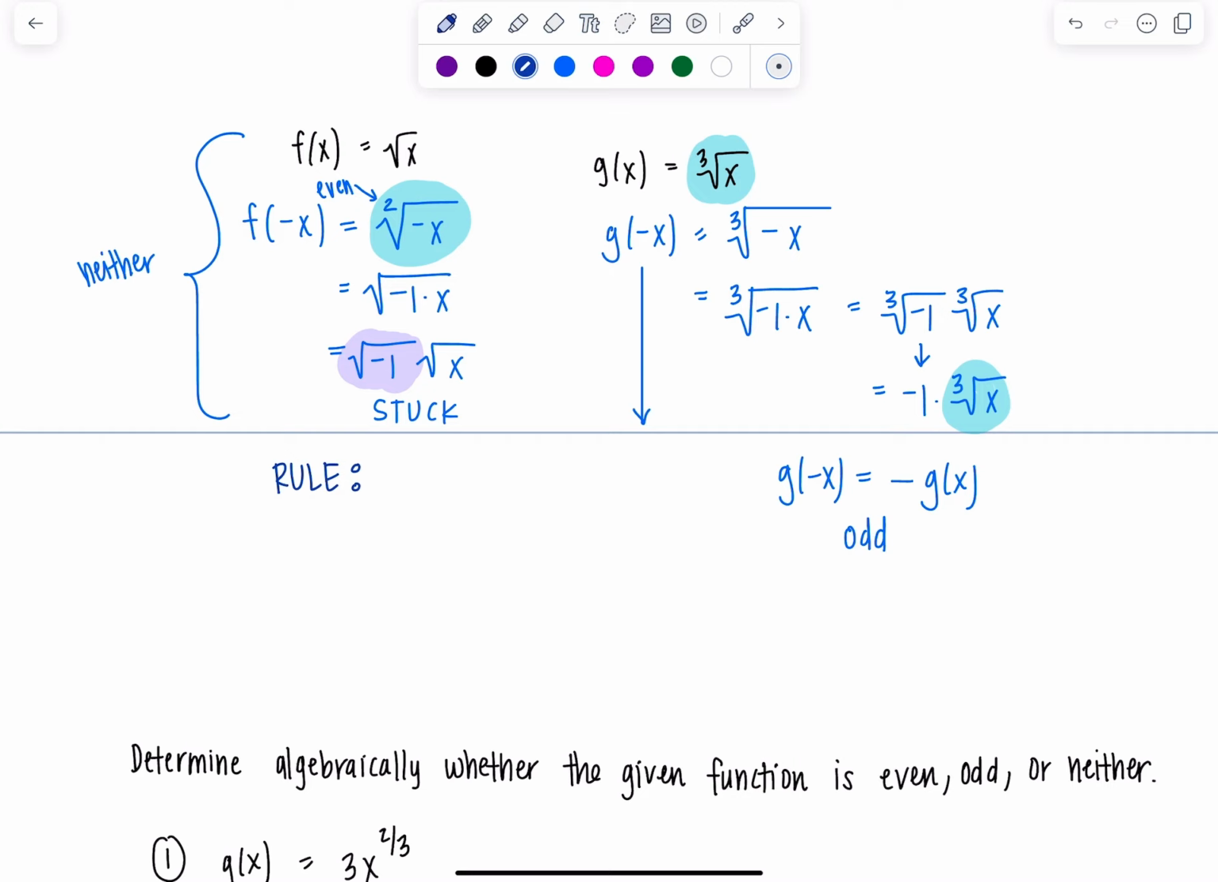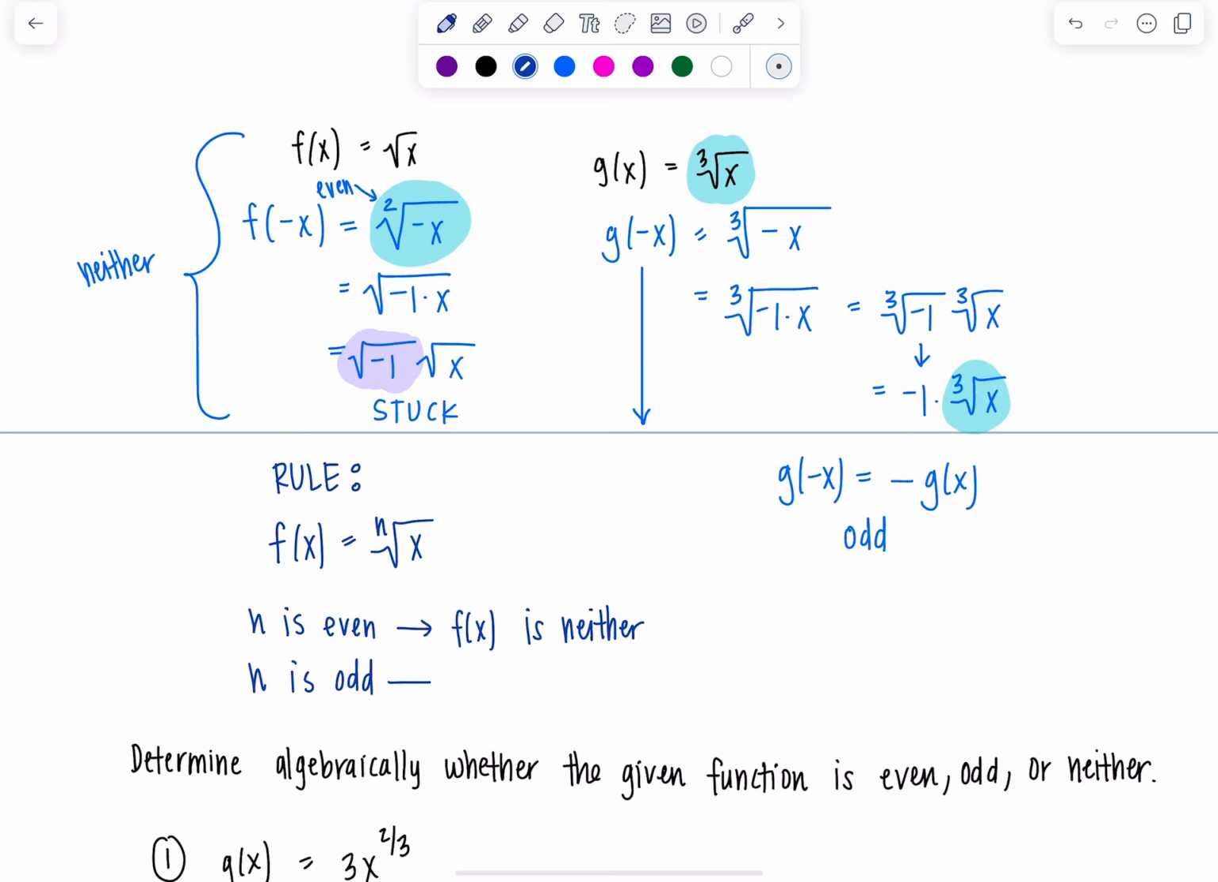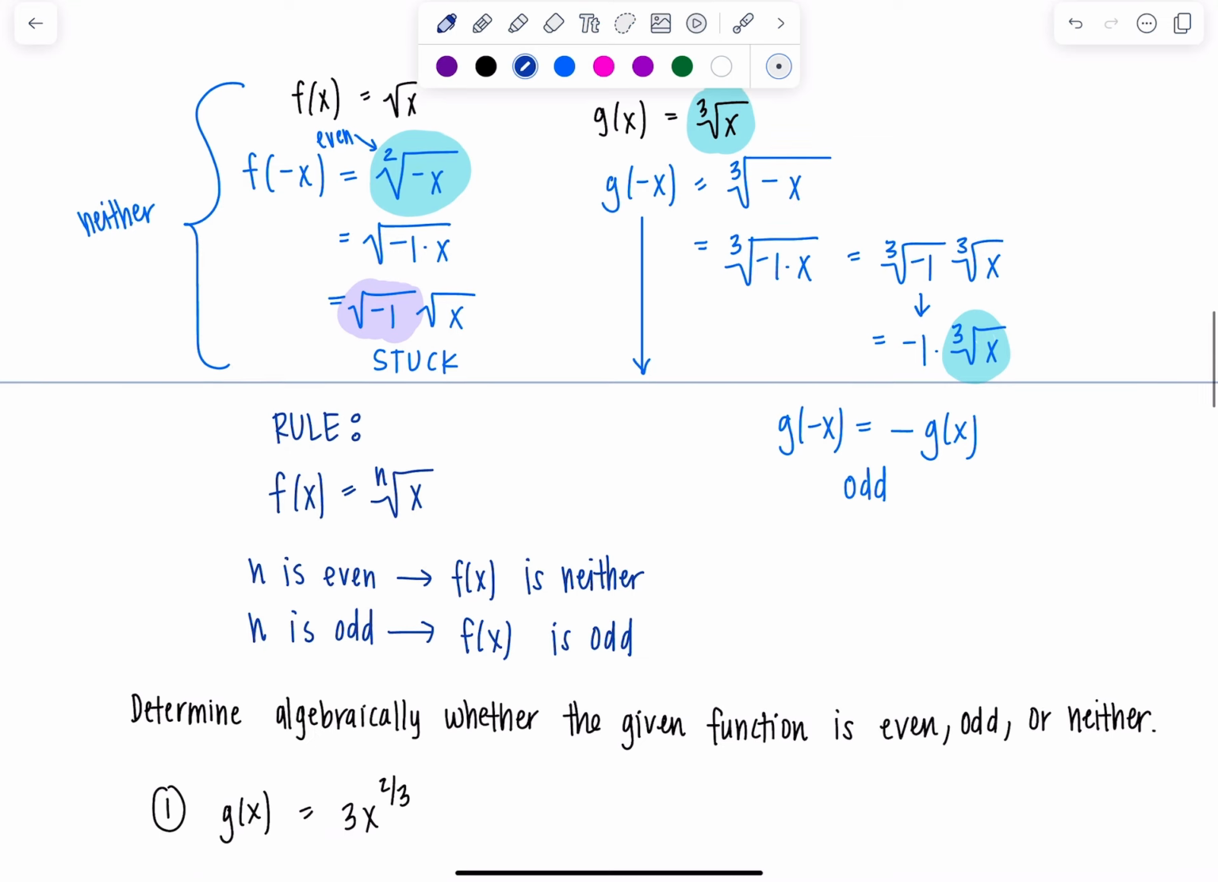Okay, if you have f of x equals nth root of x and n is even, then we say f of x is neither, it's not even or odd. And if n is odd, then f of x is odd. Okay, good. So let's use that idea now to work with more complicated examples.